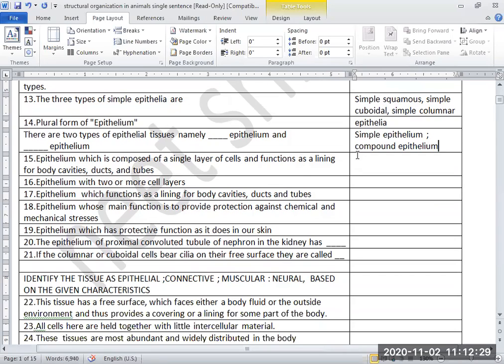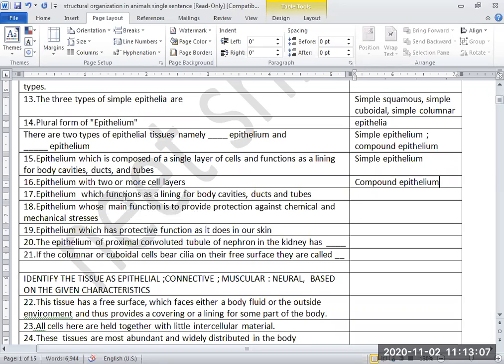Simple epithelium. Epithelium, which is composed of a single layer of cells and functions as a lining for body cavities, ducts, and tubes. Next, question number 16. Epithelium with 2 or more cell layers. Compound epithelium. Epithelium whose main function is to provide protection against chemical and mechanical stresses.